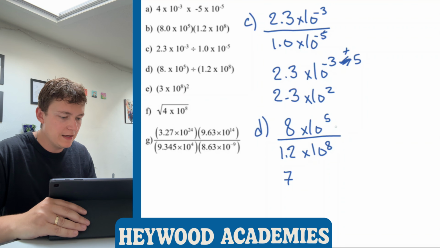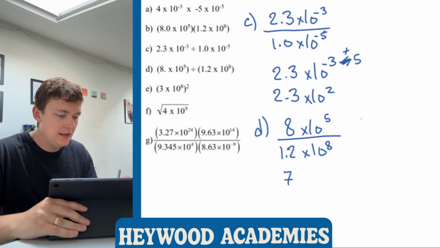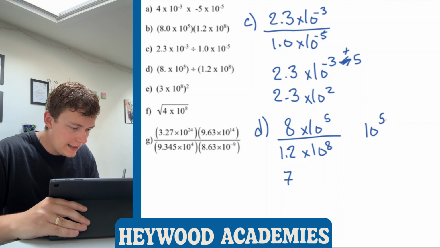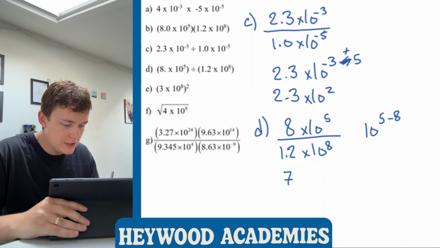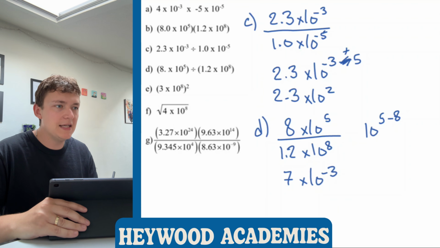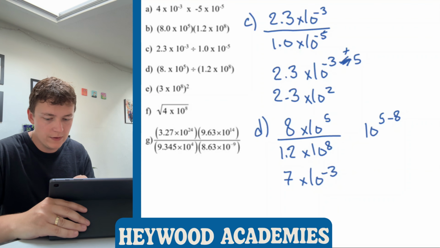And then we can do the same thing over here. 10 to the 5 divided by 10 to the 8 is going to be 10 to the power of 5 minus 8, which is negative 3. So we'll end up with 7 times 10 to the power of negative 3 for that one.